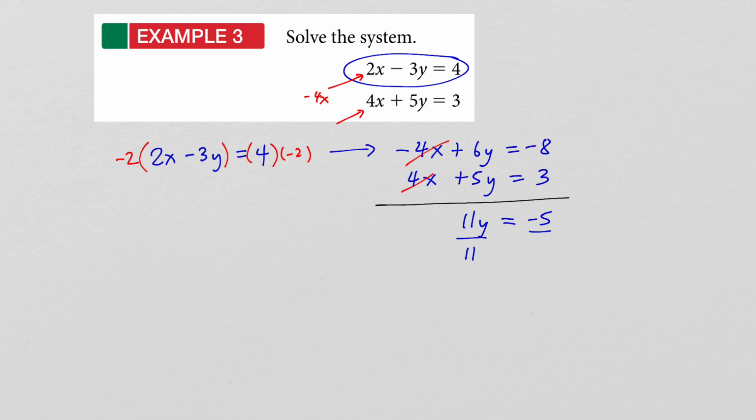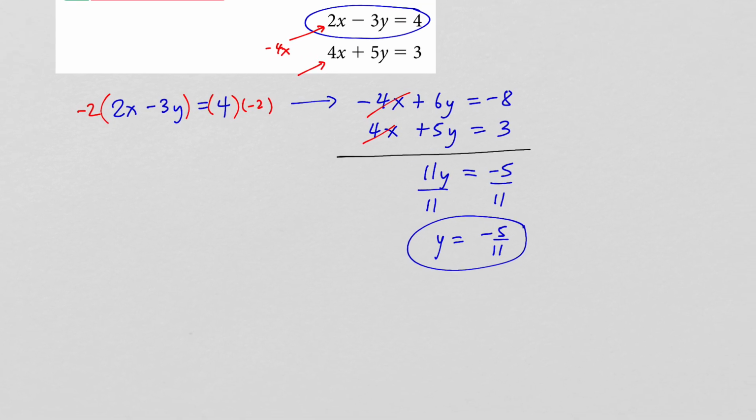And then dividing by 11 on both sides, we end up getting y equals negative 5 over 11. Now, that's not a very nice answer, but it's still the answer. And to solve for x, we can do one of two things. Of course, you could just plug in the number negative 5 over 11 into here, let's say.